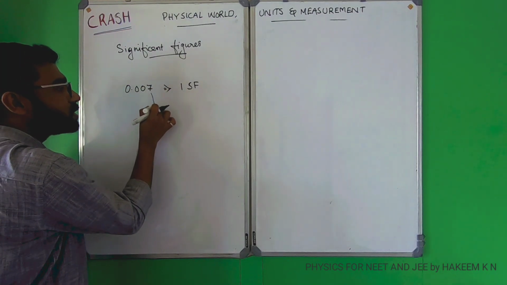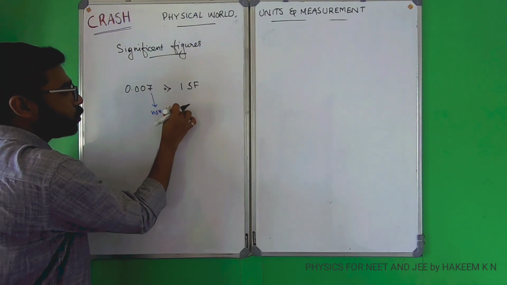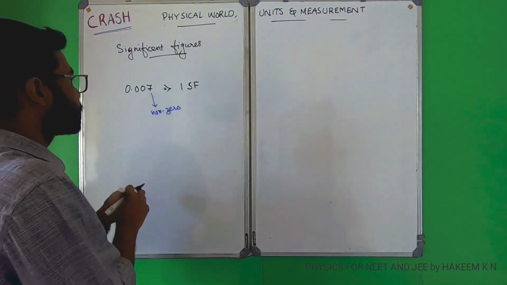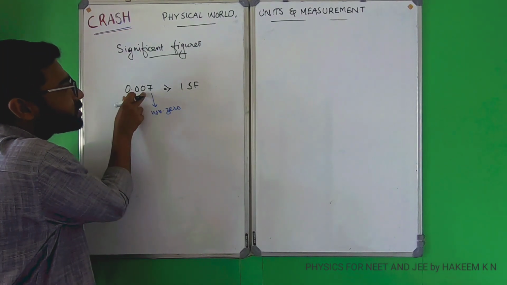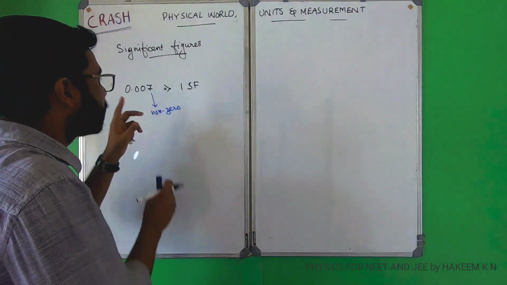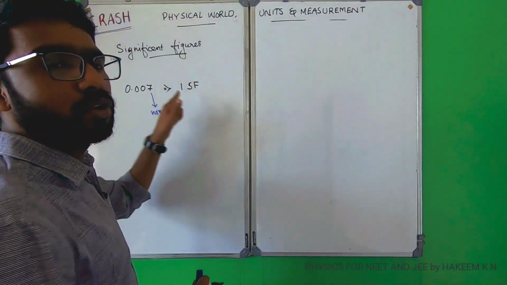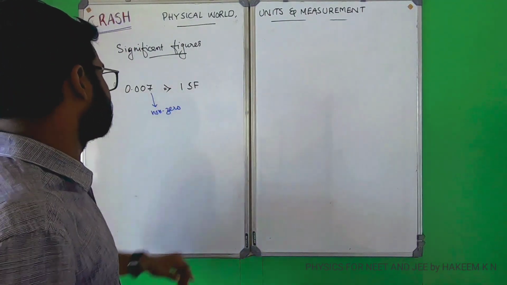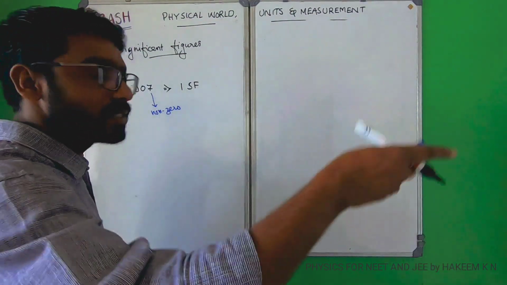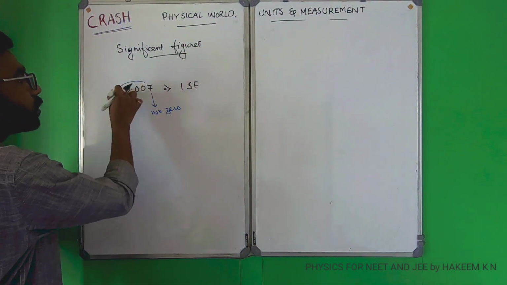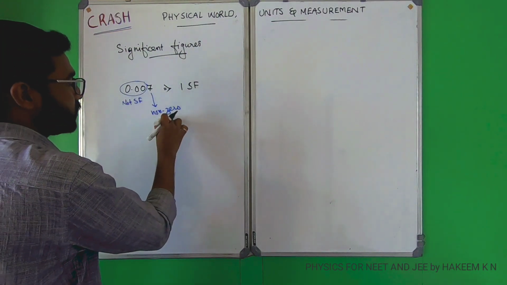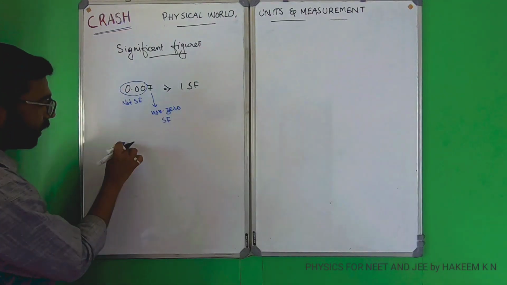All non-zero digits are significant. And the next rule is leading zeros are not significant. Leading zeros means zeros coming at the start of the number, zeros coming before the non-zero digits, are not significant. So these three zeros are not significant. 7 is the significant figure.